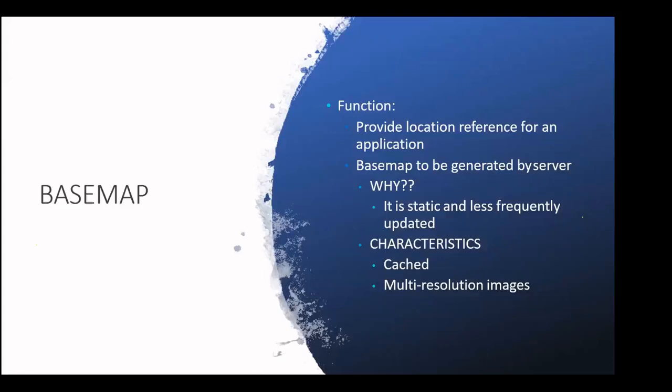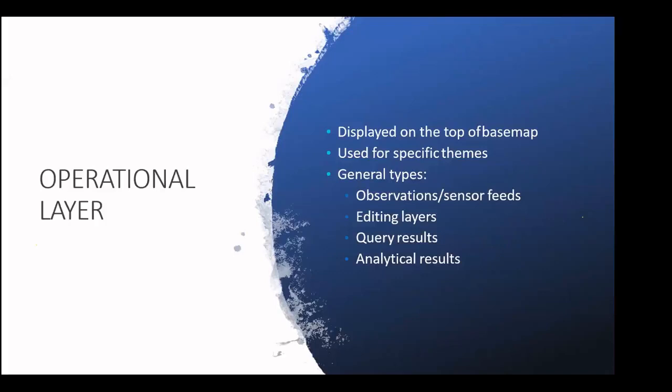There is an operational layer. This operational layer is your building layer or your road layer or any point of interest layer. We are going to use this layer to query particular information, or we may be doing a kind of proximity analysis, like selecting a point and finding out how many buildings are within a 100 meter range. So two or more layers should be made available as operational layers to do this kind of analysis.